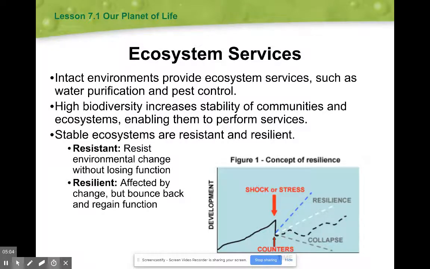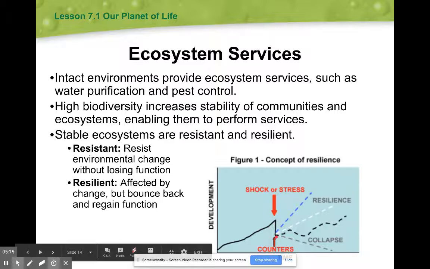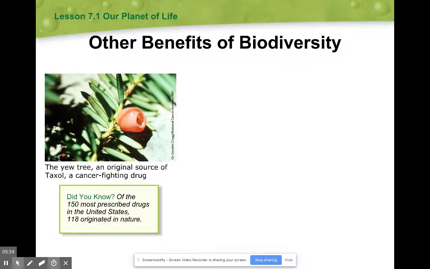If you are resilient, that means you will bounce back. You're going to be affected. There might be a little drop in populations, but resilience will allow us to go on. So resistance and resilience are important in order for biodiversity to occur. If an organism cannot survive maybe a disease or a climatic event, notice here we have collapse. So again, resilient and resistance, make sure you know the difference between the two and their importance to biodiversity.